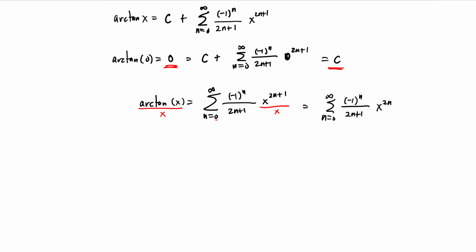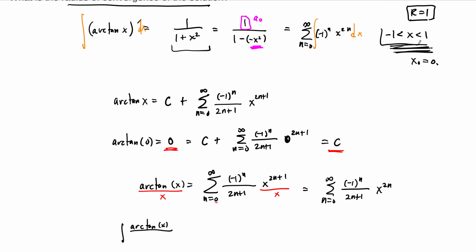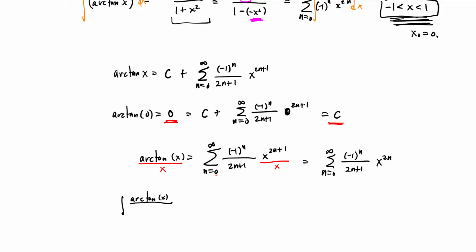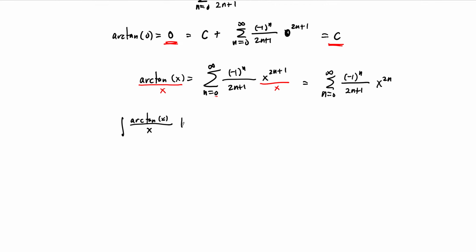And if we want to evaluate this integral then, we can just do the integral, at least on the interval of convergence, and the radius is still 1. The interval may or may not include endpoints here because we took an integral. We're not concerned though. So at least on this open interval, the integral of arctan x over x dx is equal to the sum of the integrals of the components, negative 1 to the n over 2n plus 1, x to the 2n dx.